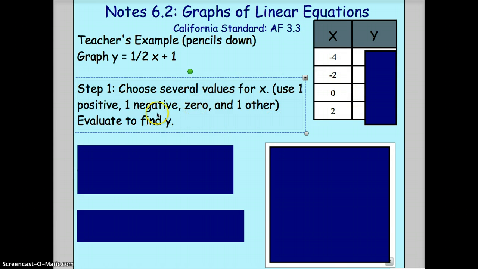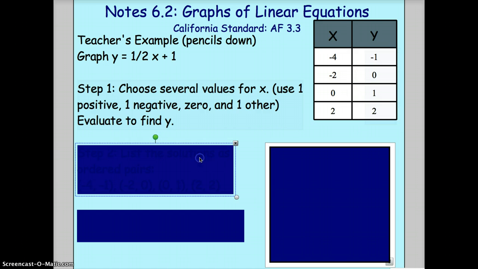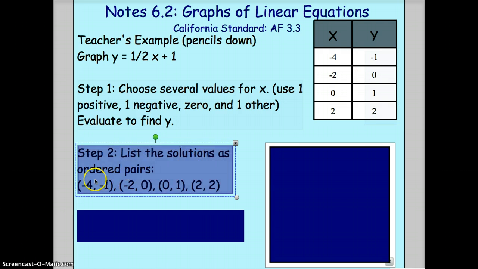Okay, so I plug my numbers in. Half of negative 4 would be negative 2. Add 1. Half of negative 2 would be negative 1. Add 1. Half of 0 would just be 0. Then I add 1. Half of 2 is 1 plus 1. So now I have all my y values. Okay, then I'm going to list all my solutions as ordered pairs. So notice the negative 4 of the x value goes with the negative 1 of the y, and so on.